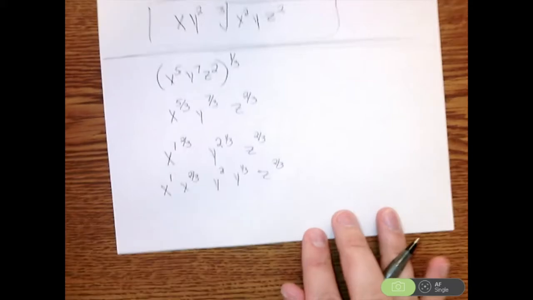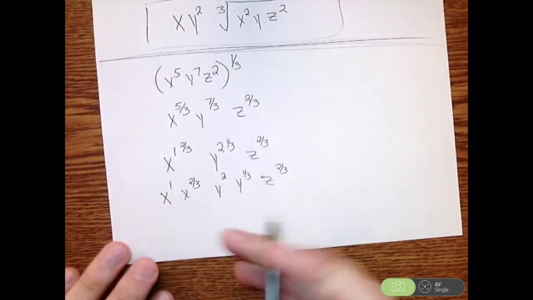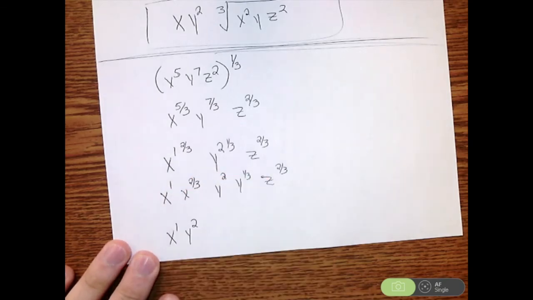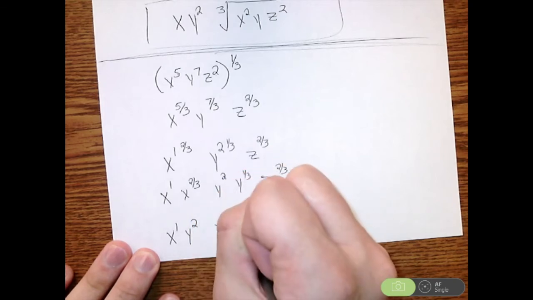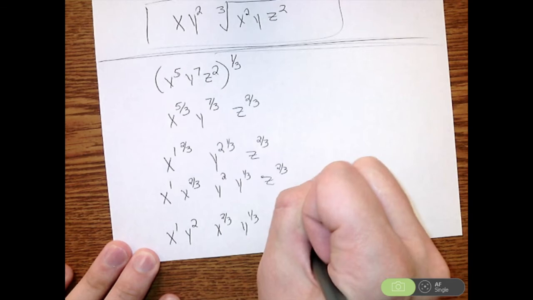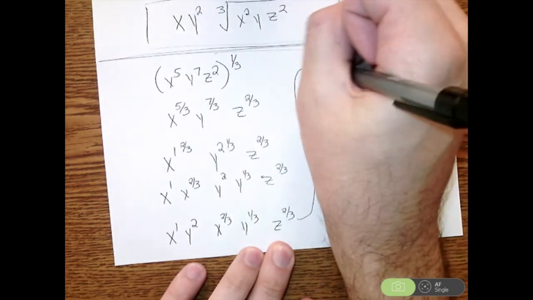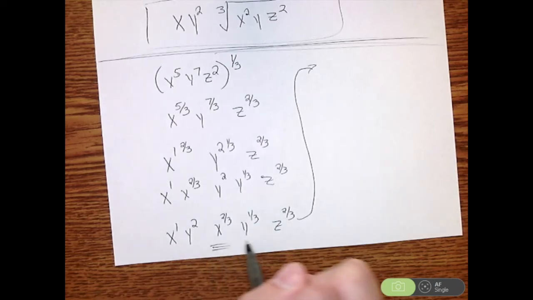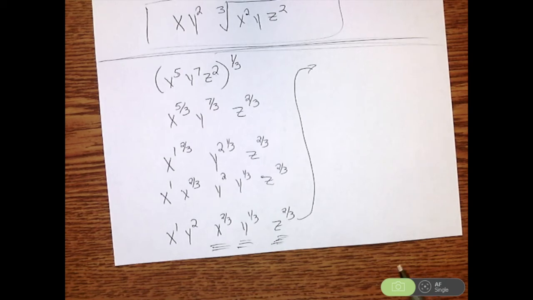Notice all my exponents of whole numbers. I'm going to put all those together. So I have an x to the first, a y squared, and I have an x to the 2/3, y to the 1/3, and z to the 2/3. I'm going to continue that up on this next line. Since I have rational exponents there, I'm going to convert them back to radicals.